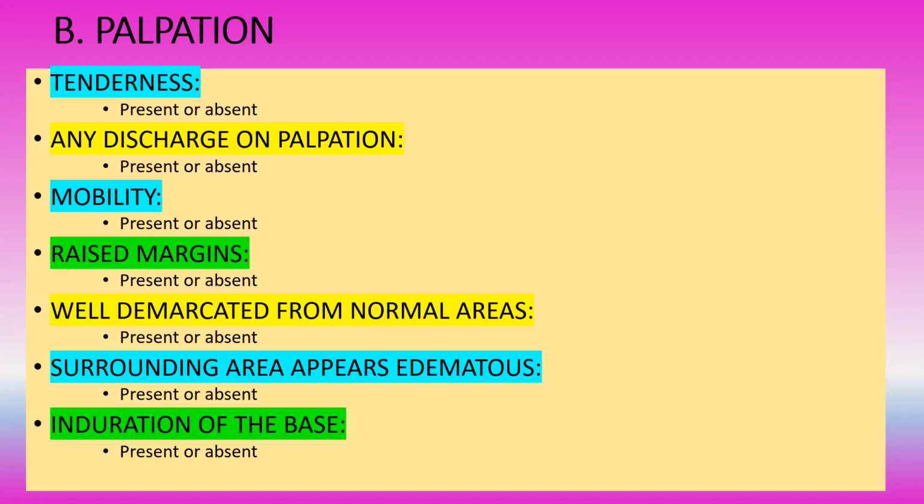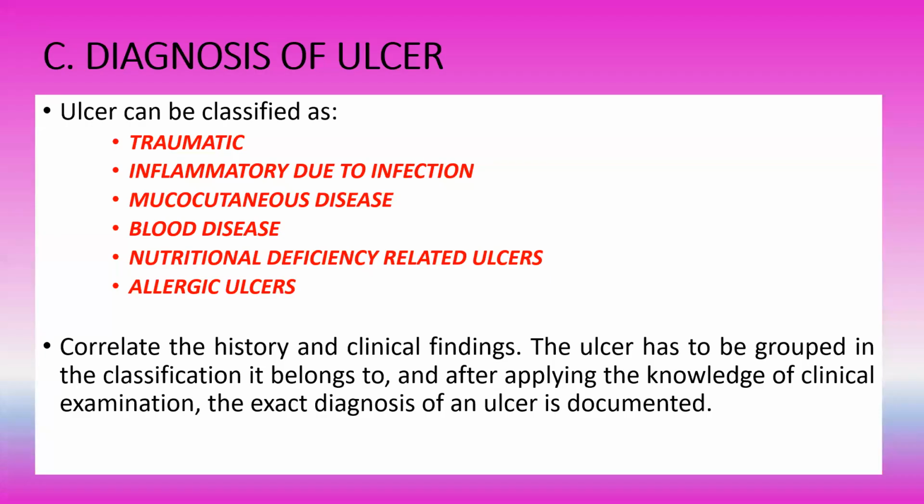Then is the mobility, whether the particular ulcerated area is mobile or it is attached deeply to the underlying structures. Raised margins, whether they are present or they are absent. Whether this ulcer is well demarcated from the normal or the surrounding areas, and whether the surrounding area appears edematous and erythematous in nature. And what about the induration of the base of the ulcer? If there is induration, it could possibly be a carcinomatous ulcer.